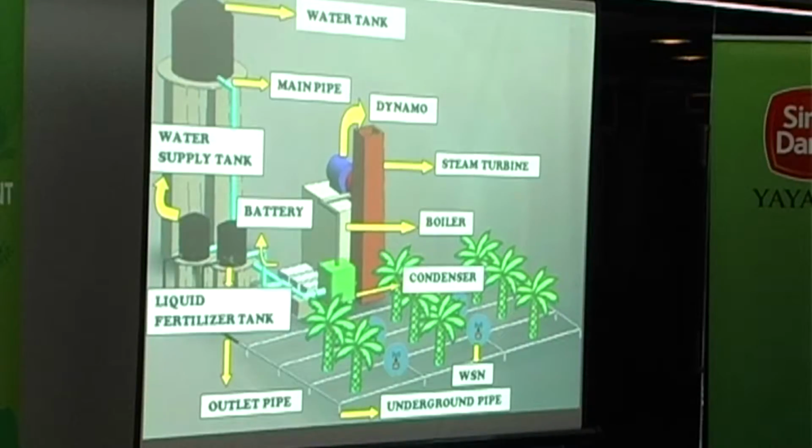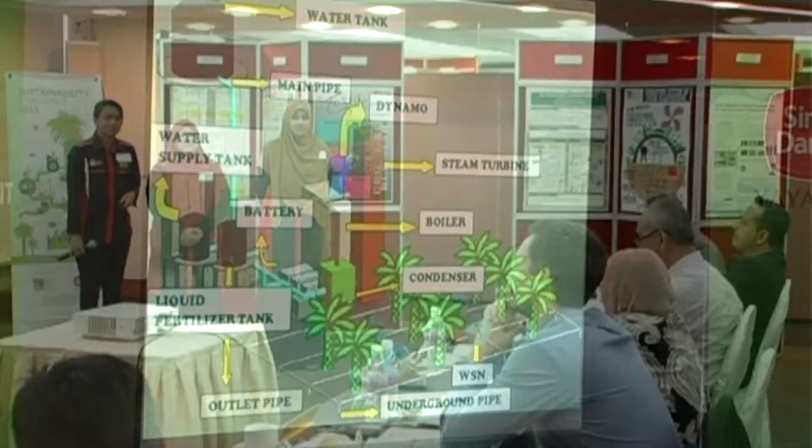In a nutshell, the system consists of three main parts: the power generation system, the water supply system, and the liquid fertilizer tank to supply the plantations. This can be seen as a way to enhance the growth of the plantations. Thank you.